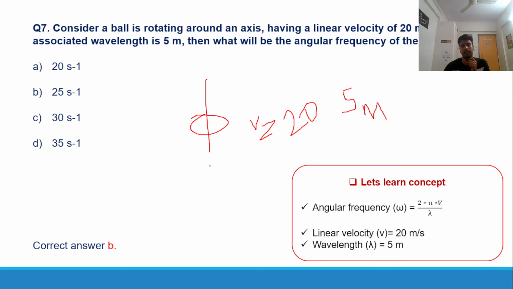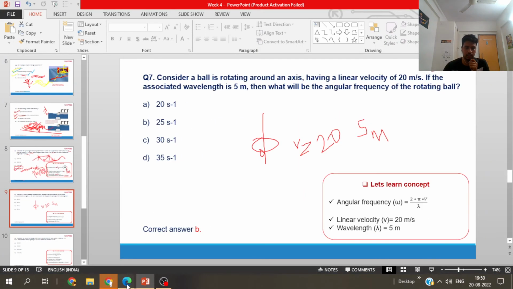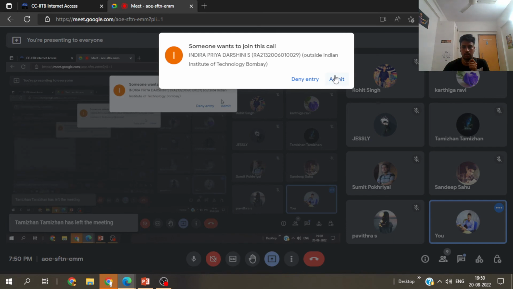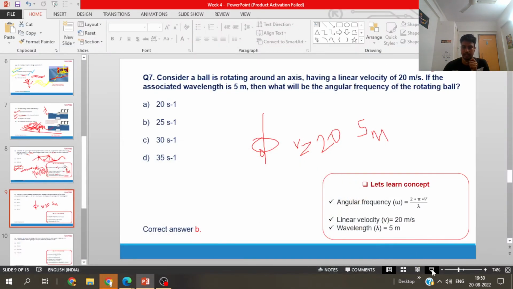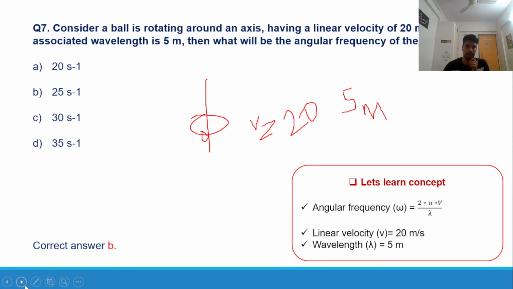If something is rotating around, this ball is rotating. Or somebody wants to join. Let me see. Admit.